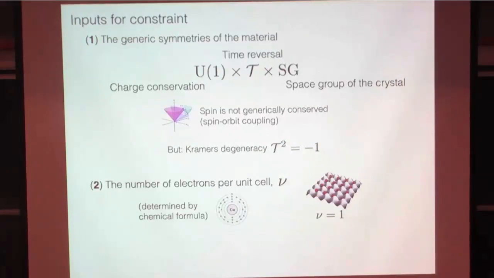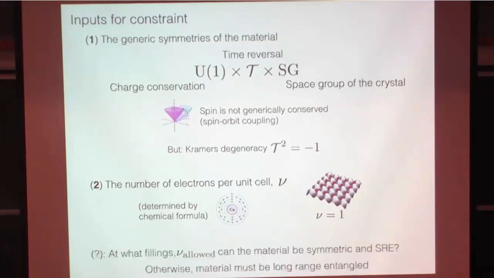And then the other input I need from the material is just, by looking at the chemical formula, you can count up the number of electrons in each unit cell, nu. So the way I want to phrase it is, given the filling of the material, is it allowed to be symmetric and also short-range entangled? Or at that filling, does it have to be long-range entangled?